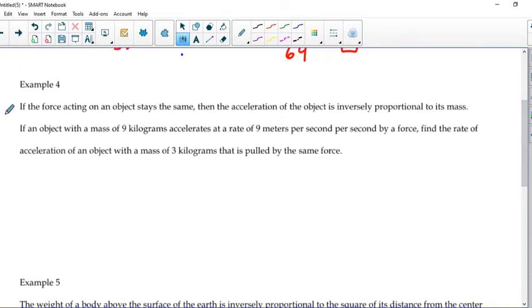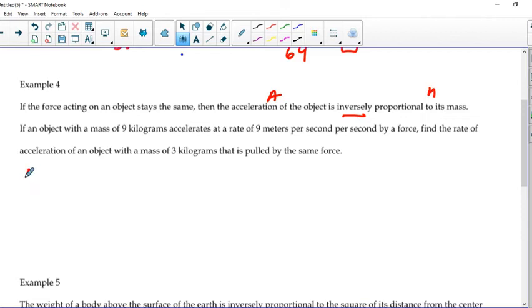If you haven't hit pause yet, then keep going because this is going to be a good one. If the force acting on an object stays the same, then the acceleration of the object is inversely, ooh, that's the big word, proportional to its mass. So acceleration and mass, okay?